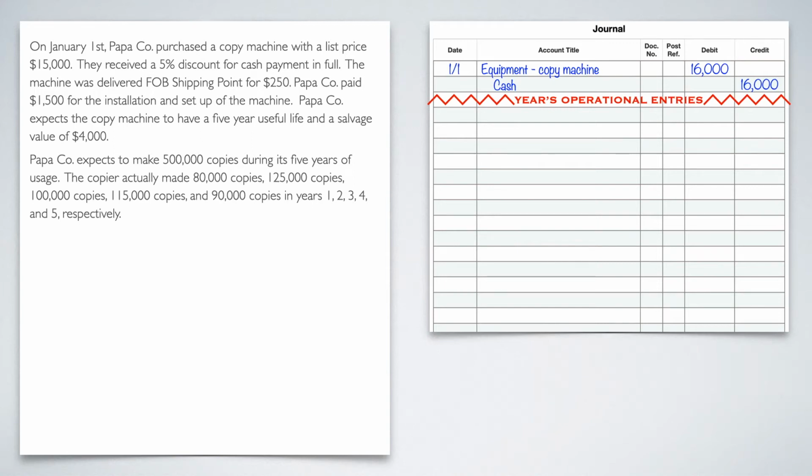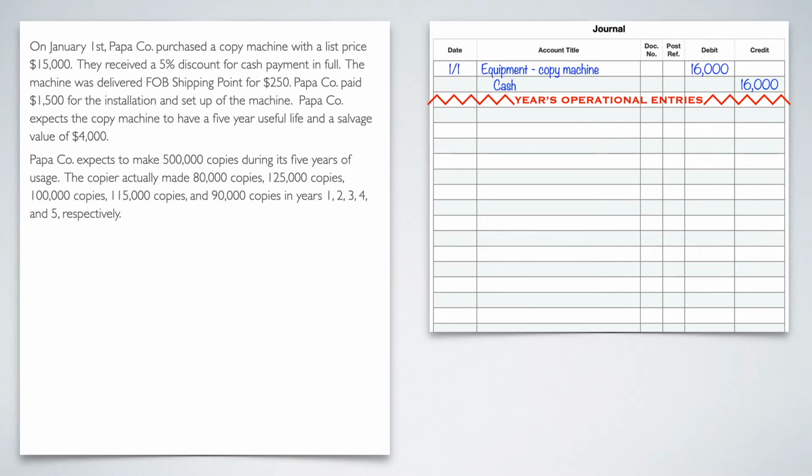All right, so here we are with the units of production method. Same information from before, same first paragraph. This one is adding a second paragraph, which is necessary for the units of production. And it says Papa Company expects to make 500,000 copies in the first 5 years of usage.